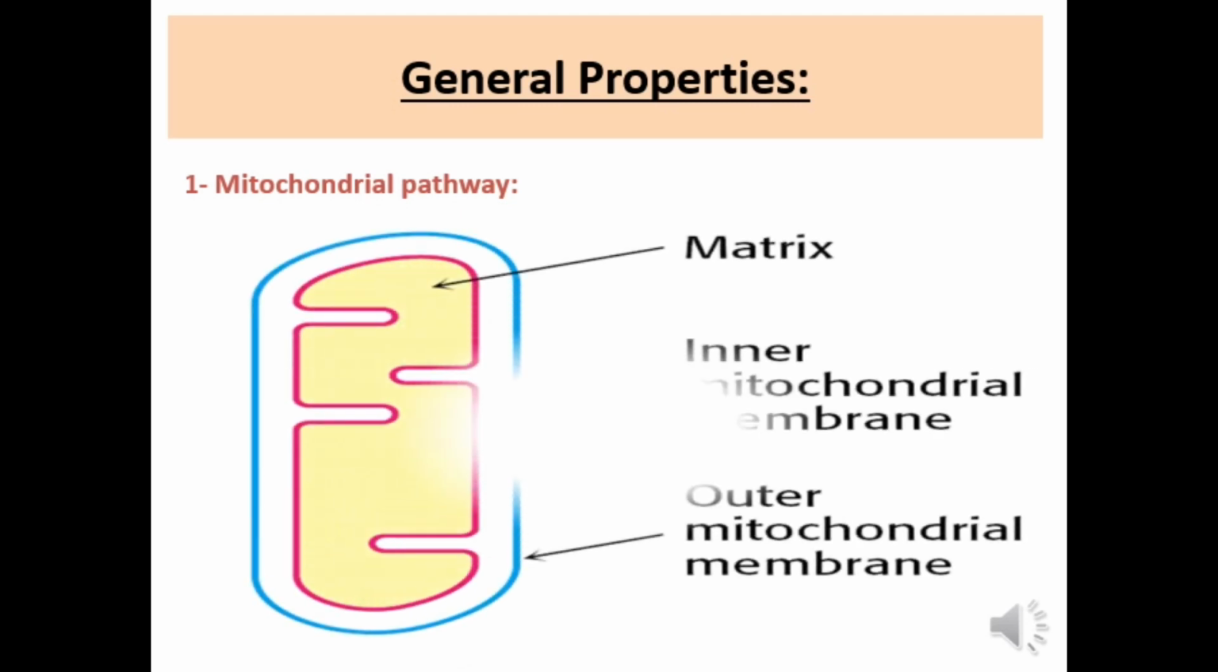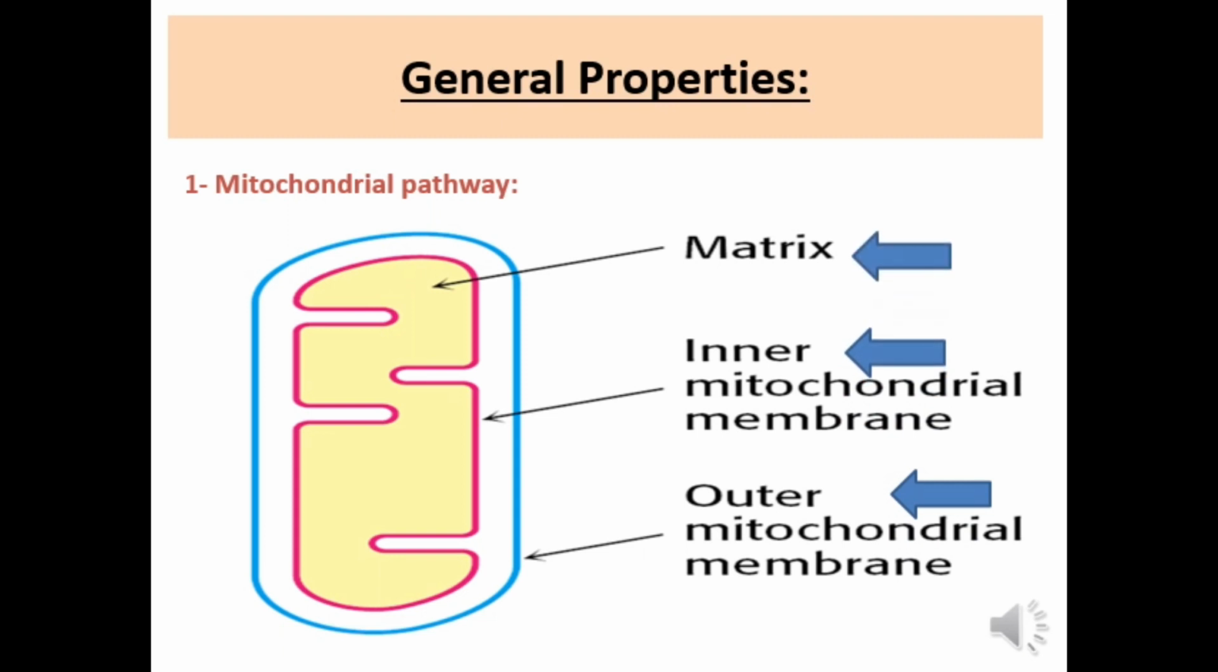General properties. Number 1, it is the mitochondrial pathway. This is the structure of mitochondria. It consists of 3 membranes: outer mitochondrial membrane, inner mitochondrial membrane, and the matrix. The enzymes of Krebs cycle are located in the matrix, either free or attached to the inner mitochondrial membrane.